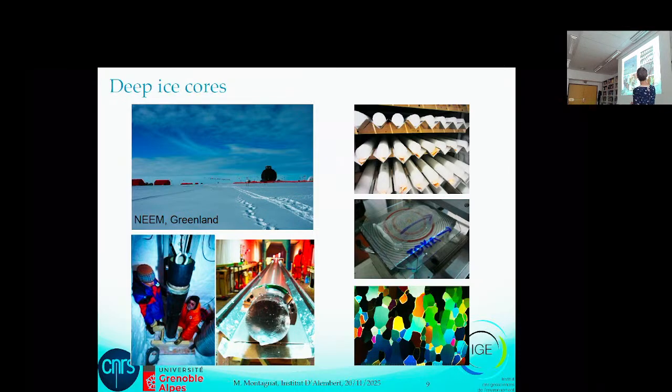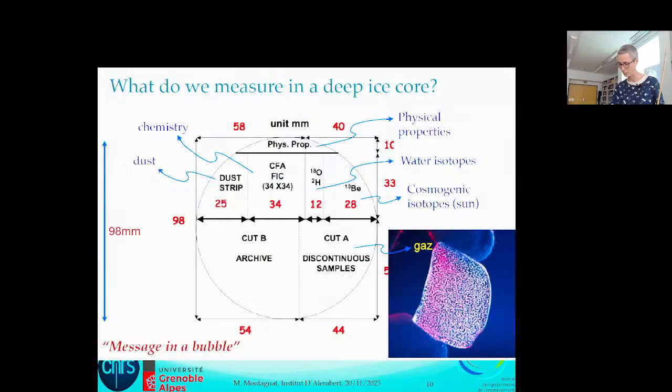Here are some cores that are being stored. Out of this core, we are going to make many measurements. But me, for instance, I make thin sections of ice. I will come back to that, and I get access to the microstructure in terms of crystal orientation and size, for instance, or shapes, or whatever we want.